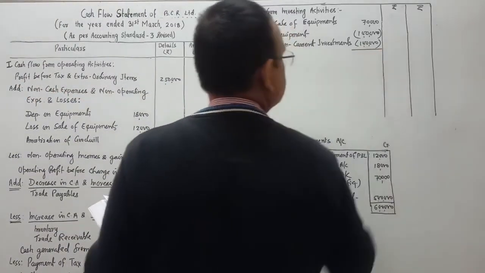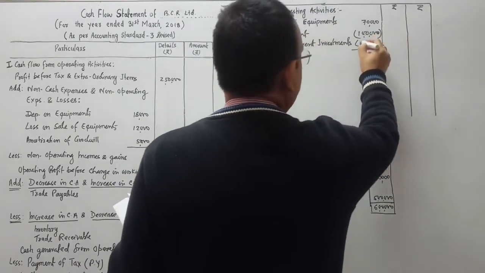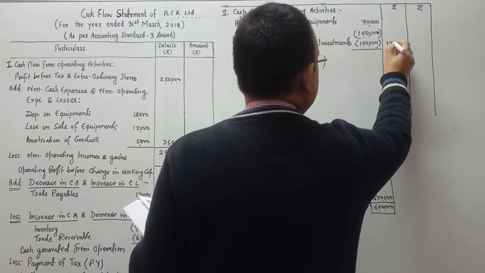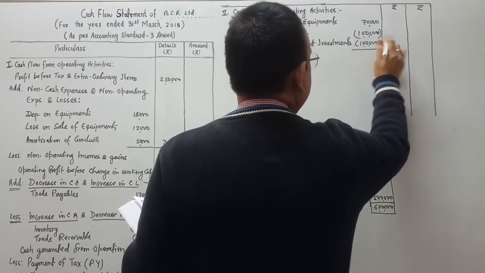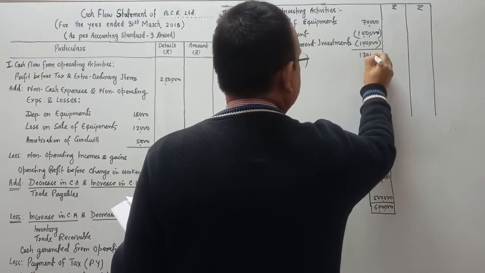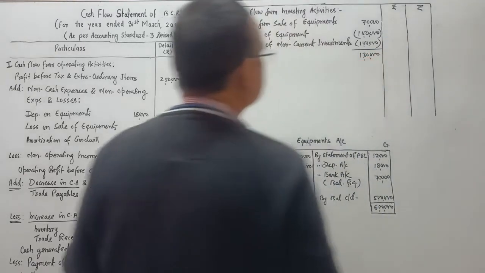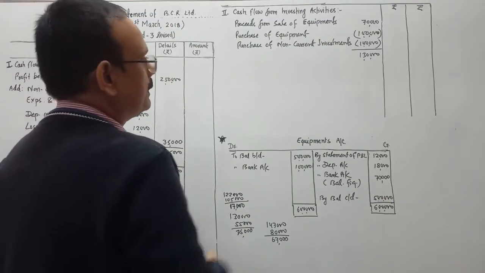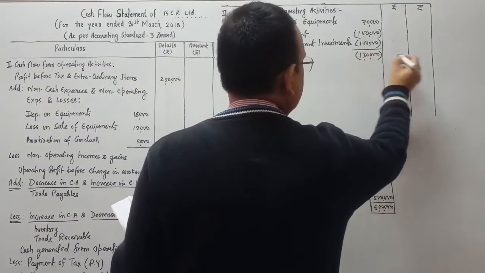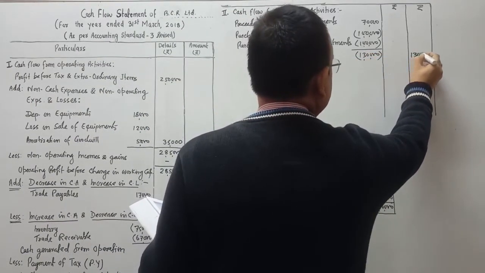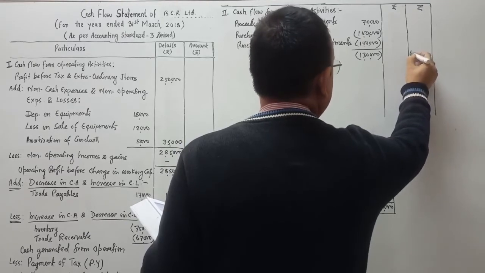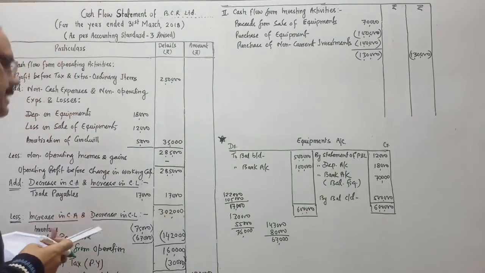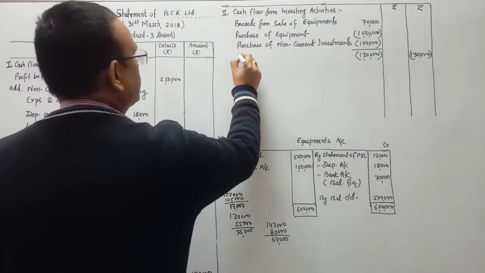So you do the total of these three. Total 2 lakh is the outflow and 70,000 is the inflow. So it is 1,30,000. So you write this figure directly. It's an outflow, directly in the outer column, 1,30,000. 1,30,000 is the outflow.